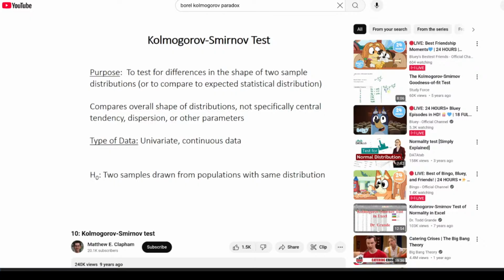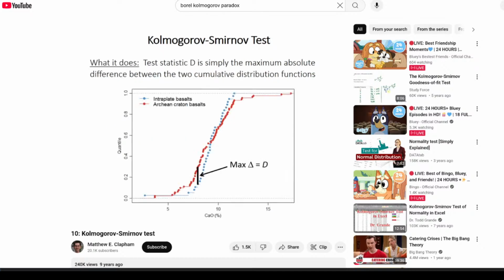The test, in R at least, requires univariate continuous data, and the null hypothesis for the two-sample test is that the two samples were drawn from populations with the same distribution. They should have the same cumulative distribution function. The test statistic, given the term D, is quite simple. It's just the maximum absolute difference between the two cumulative distribution functions. At whatever point those two functions are furthest apart, that distance in the probability is the statistic D.